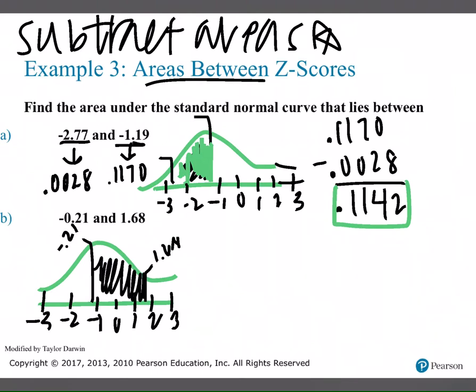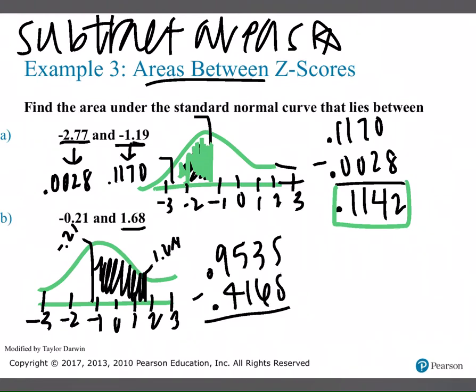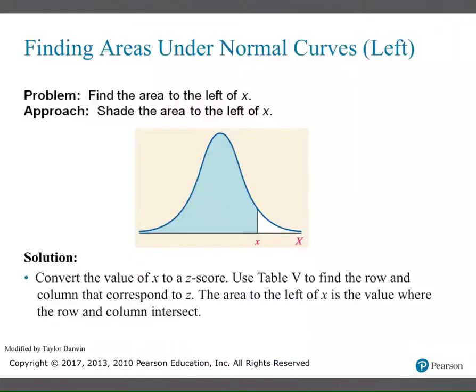The area that corresponds with 1.68, well, let's do the bigger one first, is 0.9535. The area that corresponds with negative 0.21 is 0.4168. And I'm going to subtract those values from each other, and I get 0.5367. And that is the area between these two z-scores.